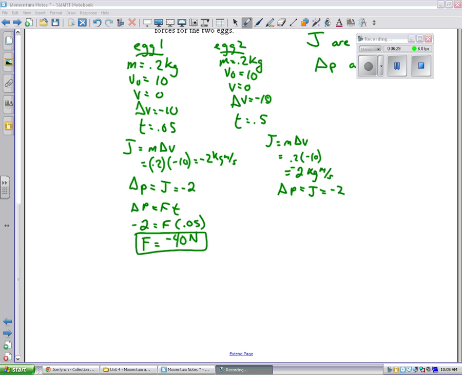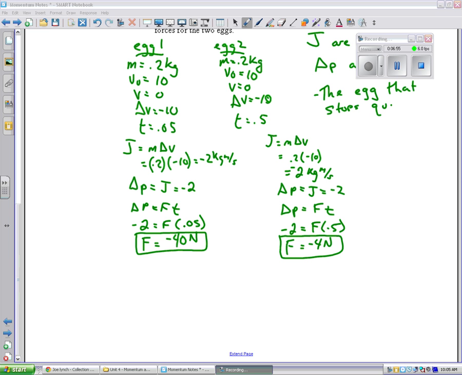And over here, we will do delta P is Ft. So minus 2 is F times 0.5 seconds. And that gives me F is minus 4 newtons. Okay? So the forces are different. The egg that stops quickly has a larger force. So in slowing it down more gradually with the pillow, we're reducing the force.